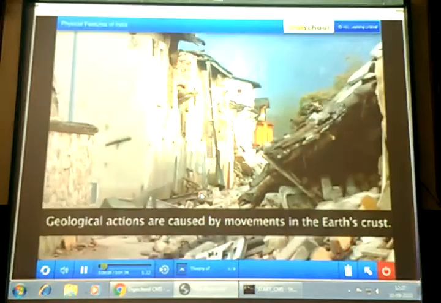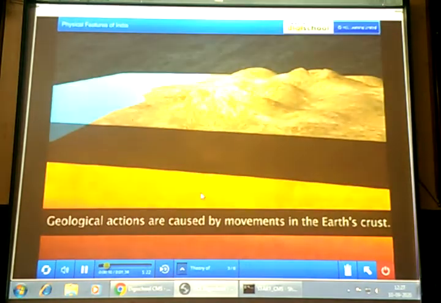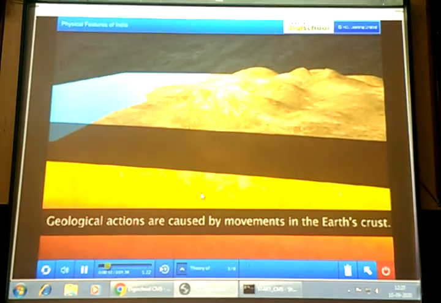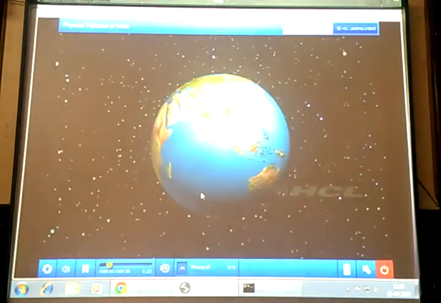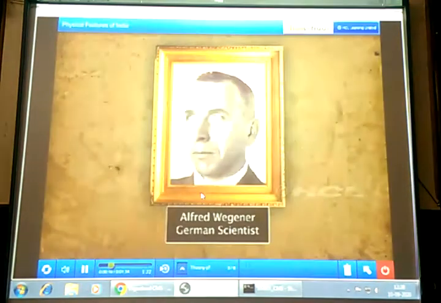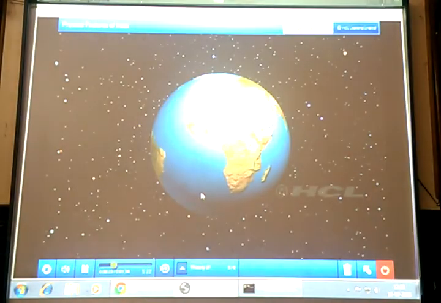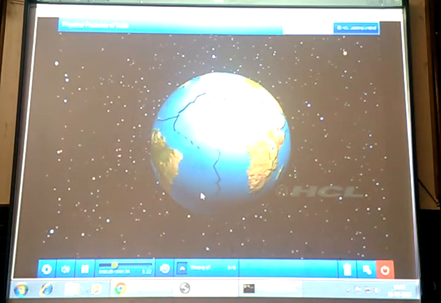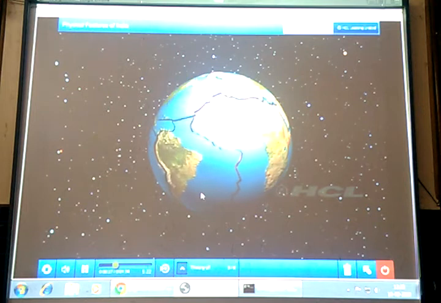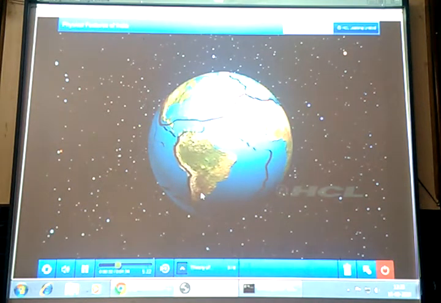Most geological actions are caused when there is a movement in the Earth's crust. According to the theory of plate tectonics, as put forth by a German scientist, Alfred Wegener, the Earth's crust is covered by 7 major and some minor tectonic plates. When two plates move horizontally past each other, they form a transform boundary.